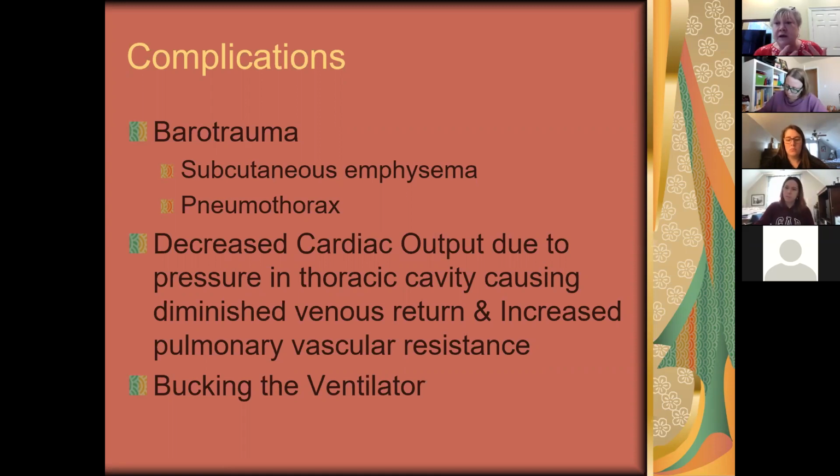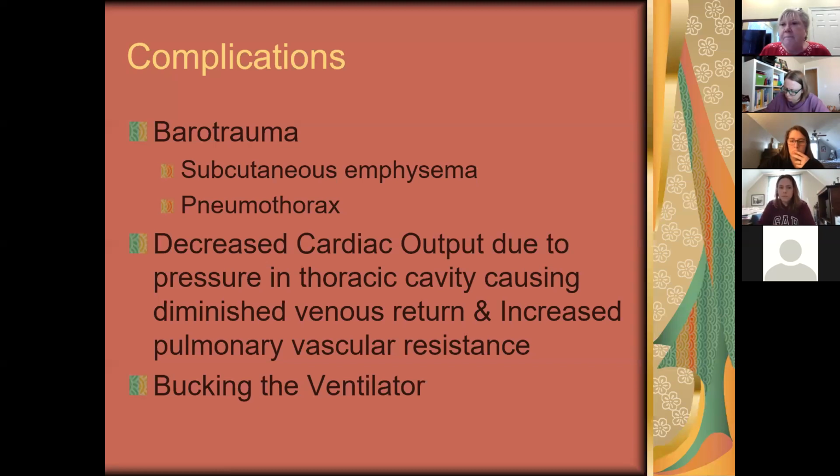Air wants out. Air wants to go from higher concentration to a lower concentration. If air is kept in your lungs all the time, it will try to move through the tissues to get out to the atmosphere. So sometimes people that are on PEEP for a long time get that Rice Krispies under their skin because it's trying to move out. Not common, but it is a possible complication.